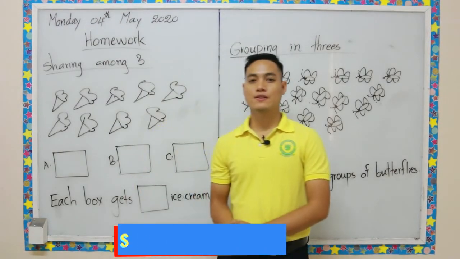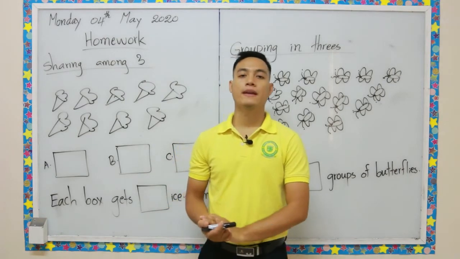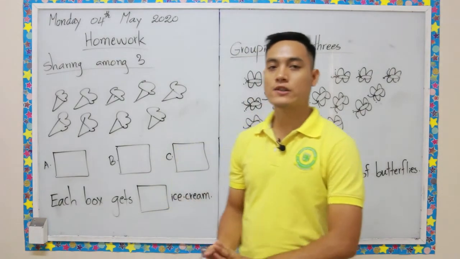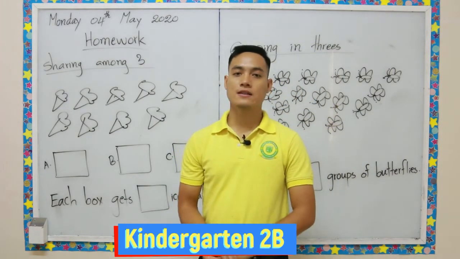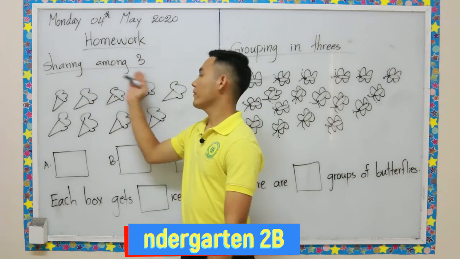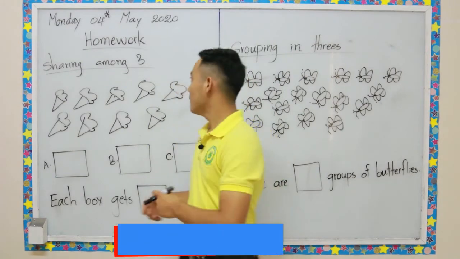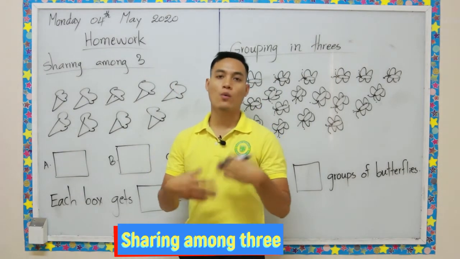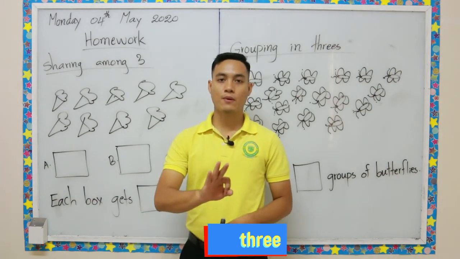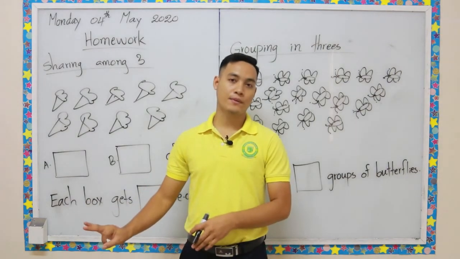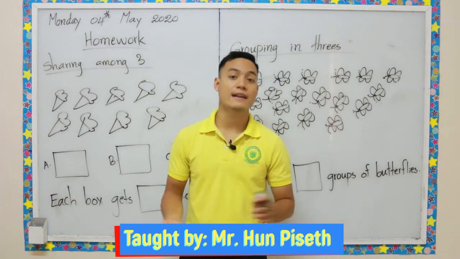Good afternoon everyone. So welcome to our last part of your lesson for K2B maths. So I want to summarize what you have learned from the first and second video about sharing among 3 and grouping in 3s. So sharing among 3 refers to the way that you share things to 3 people, or 3 groups of people, like sharing food, sharing any items.